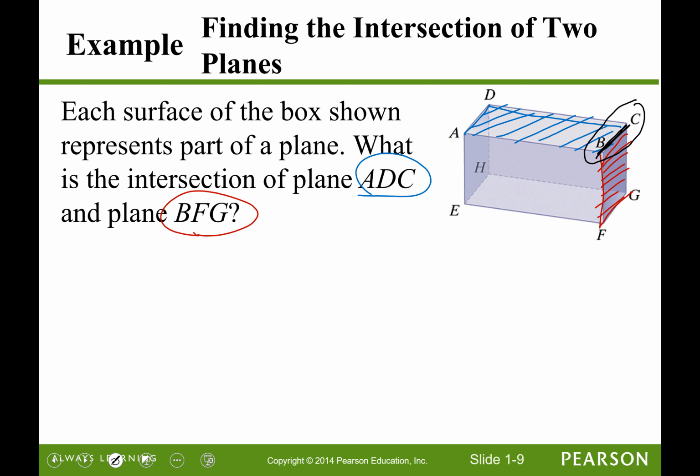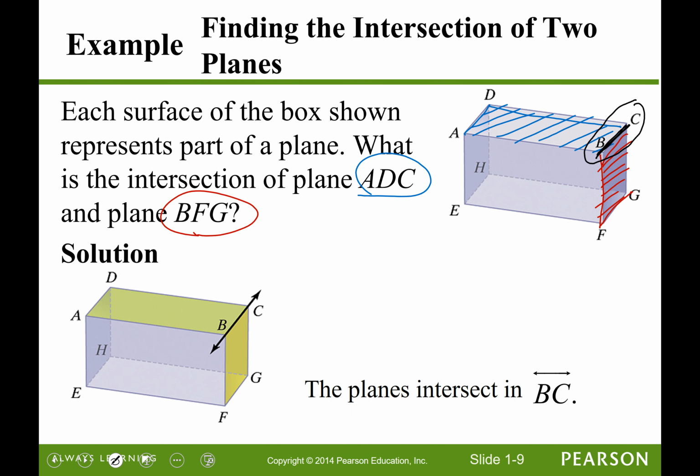They're intersecting at that line BC, or the segment rather, BC, that is a part of the line BC. So the answer would be the planes would intersect at line BC. And that's because we're having those planes extend indefinitely in all directions, even though this picture here is just showing a part of each of those planes.